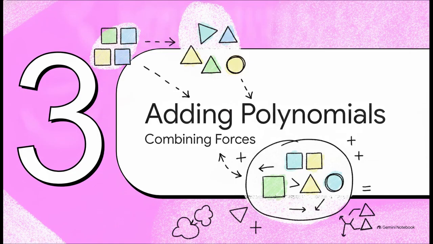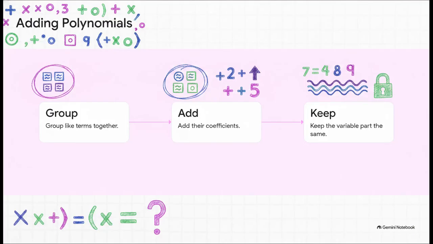Moving on to section 3, adding polynomials, combining forces. All right, let's get into the actual operations. Here are the 3 simple steps for addition. First, carefully group your like terms together, family with family. Second, add their coefficients, and remember, those are just the numbers out front. Third, and this is absolutely crucial, keep the variable part exactly the same.